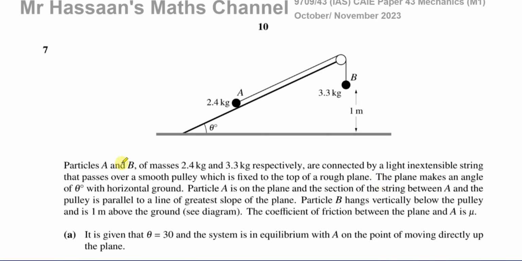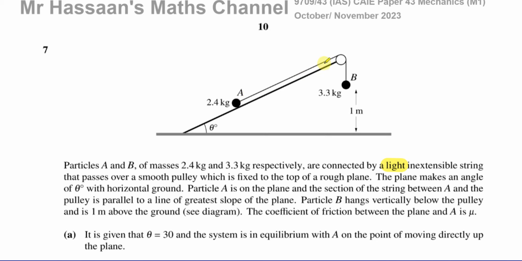First of all, you have these particles, which means the weight acts through a single point. They're connected by a light inextensible string. Light means that we ignore the weight of the string, which would mean that the tension all the way through the string, from each end, is going to be the same.